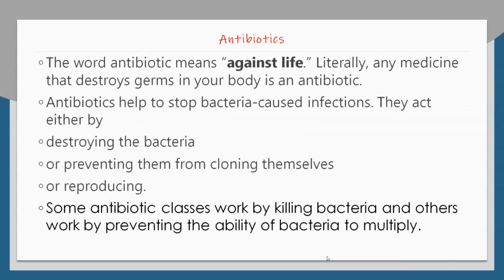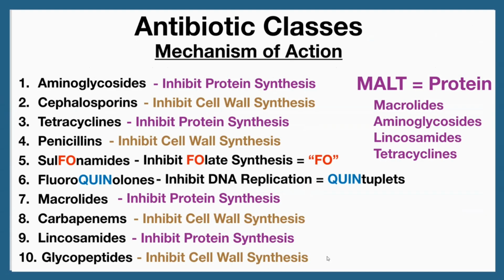Antibiotics help to stop bacteria-caused infections. They act either by destroying the bacteria or preventing them from cloning themselves or reproducing. Some antibiotic classes work by killing bacteria and others work by preventing the ability of bacteria to multiply. Coming to the classification of antibiotics, this classification is based on the chemical structure of the antibiotic.